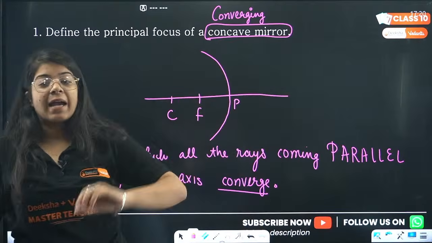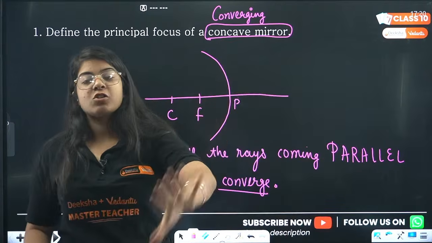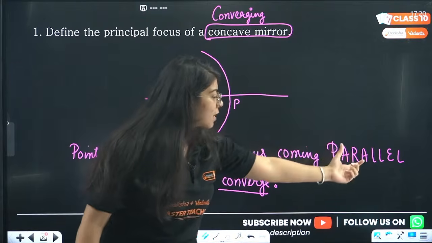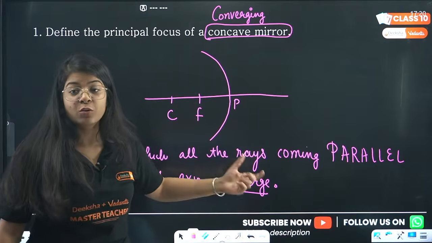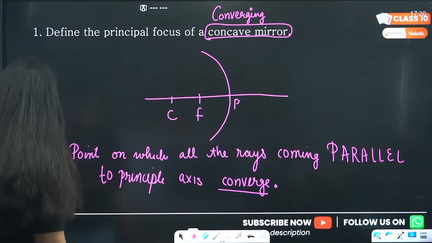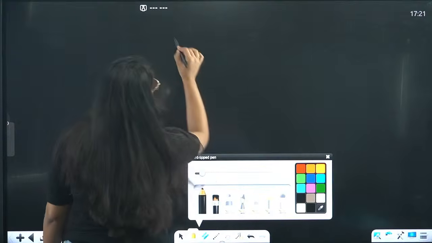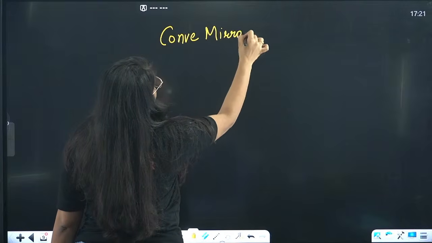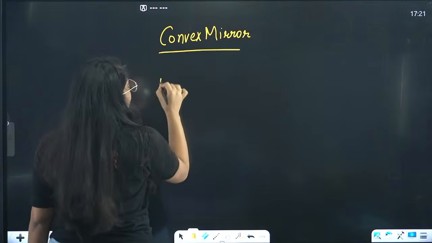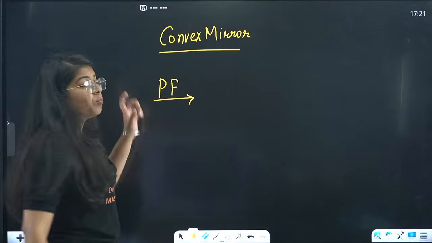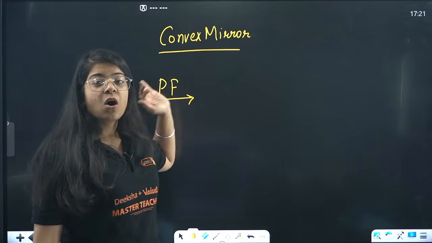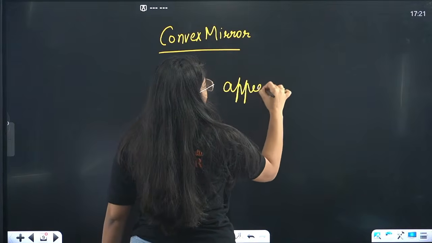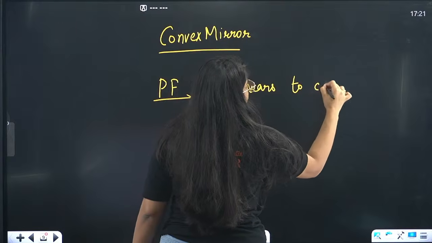Okay, done. I asked you, define the principal focus of a convex mirror. So instead of writing the point where all the rays coming parallel to principal axis converge, you will write that they appear to converge. For a convex mirror, you will have to change just one word. The principal focus is a point on the principal axis on which all the rays coming parallel to the principal axis appear to converge. Appears to converge.